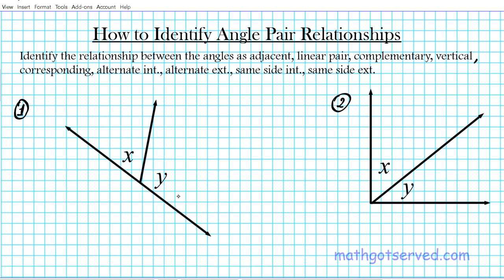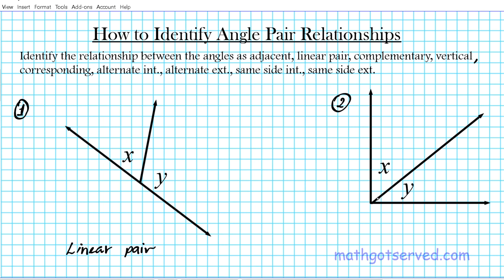What is the relationship between angle X and angle Y? If you notice, these two angles form a straight line. So what do you think they are? These two angles form a linear pair. Remember, linear pair angles are adjacent angles that form a straight line, or 180 degrees.